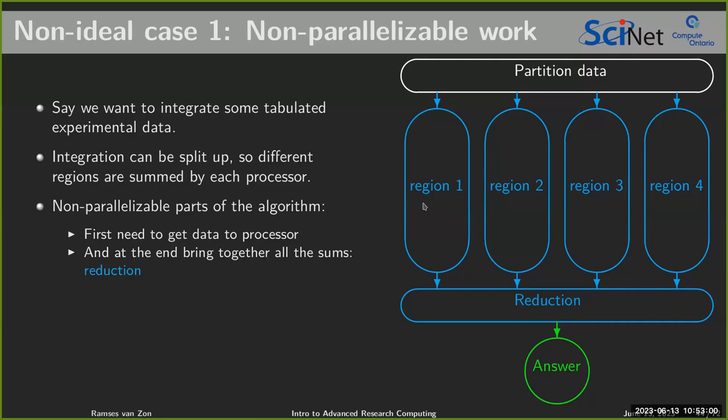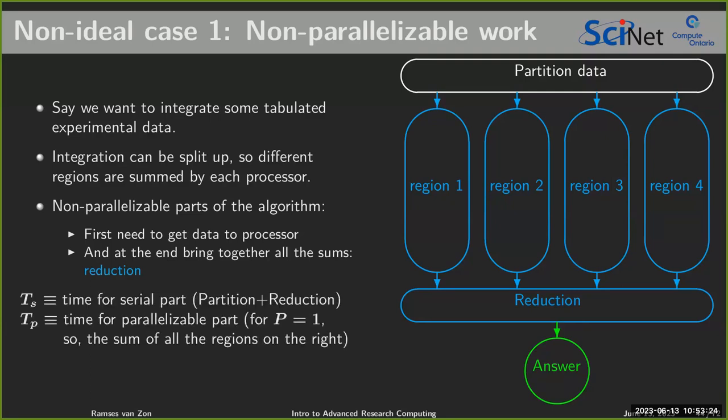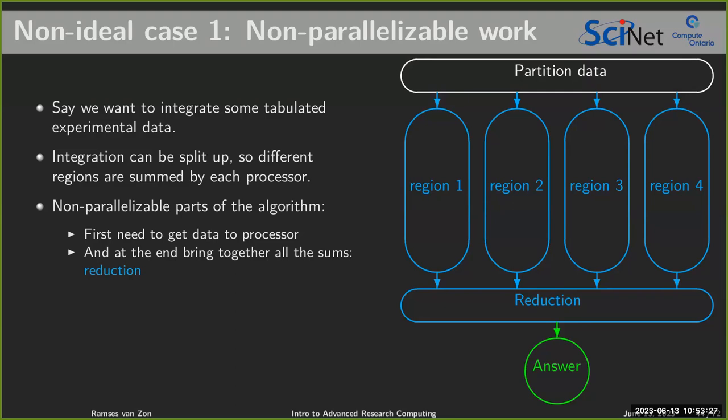Now, the middle part is parallel, but partitioning the data is not. Something has to give different parts of the data to different processors. And likewise, the reduction, I cannot reduce all of them until they're all done, and it's one computation, right? So there's parts here that are not strictly parallel. Make sense? So if there's parts that are not parallel, I cannot decrease the time that they take by using more processors because they are not running in parallel.